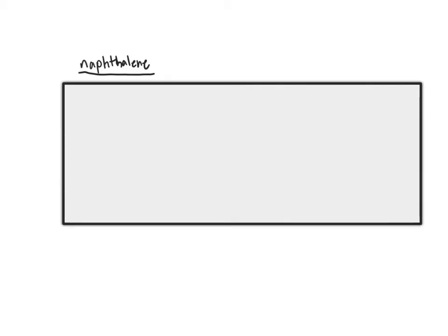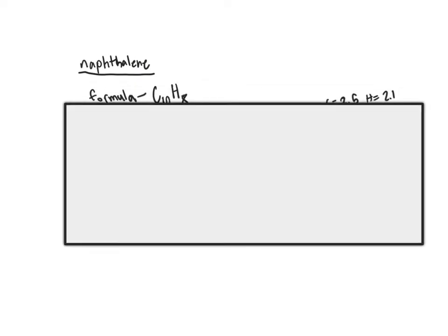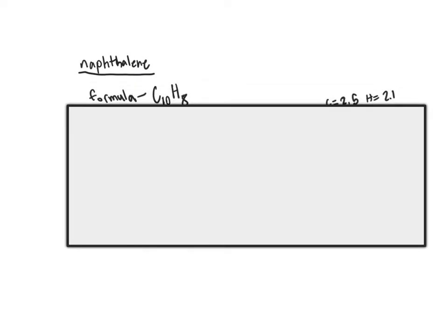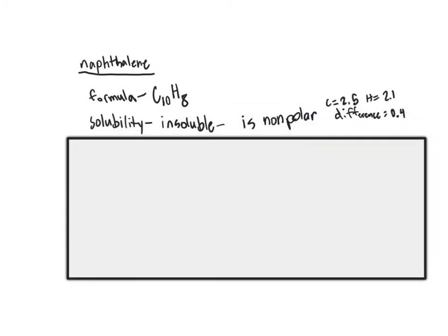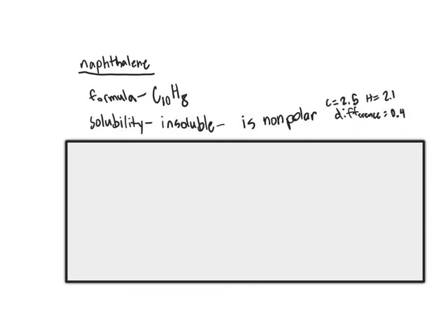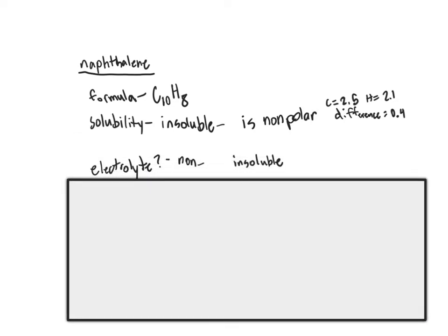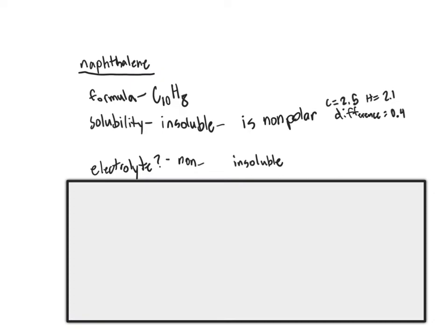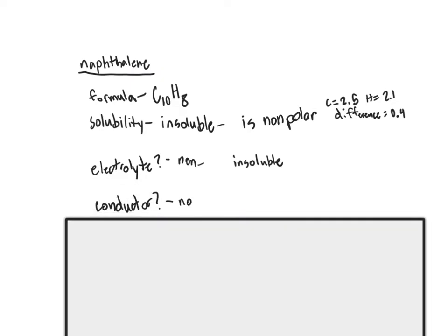The formula for naphthalene is C10H8. For solubility, it is insoluble because, even though hydrogen is in group 1A, it's nonpolar, because the difference between the electronegativities for carbon and hydrogen is 0.4. For if it is an electrolyte, it is a non-electrolyte, mostly because it's insoluble, and it is not a conductor.